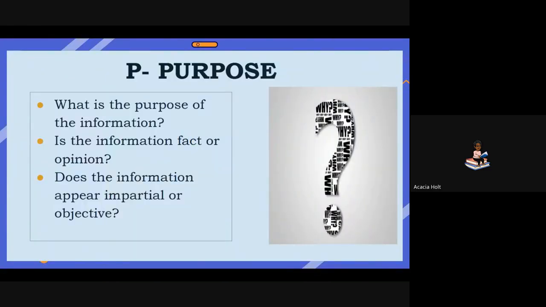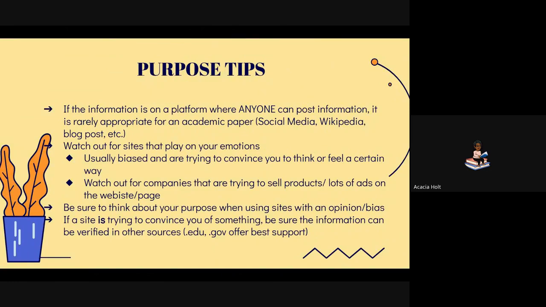Okay, then we want to look at the purpose. What's the purpose of this information? Is it trying to make us feel a certain way? Is it biased? Is the information fact or opinion? So if, like I was mentioning before, TikTok, social media, Wikipedia, blog post, if it's someplace where anyone can post that information, it's not really appropriate for our academic school research.